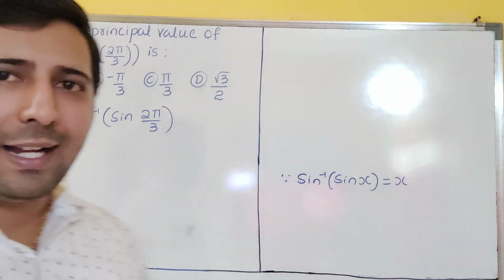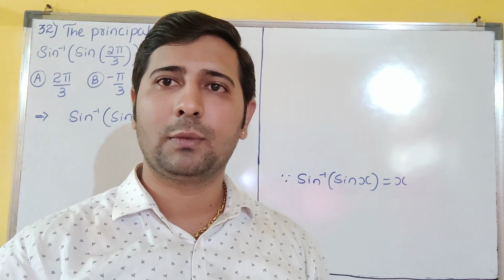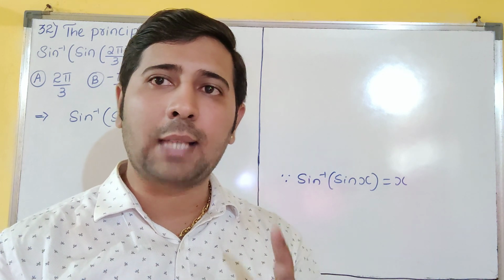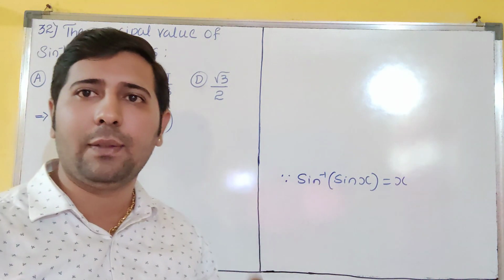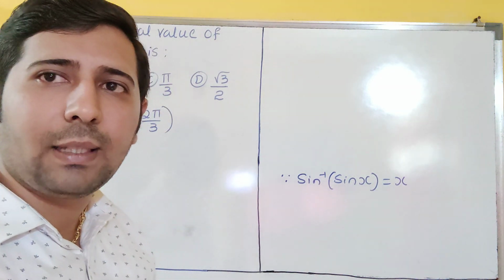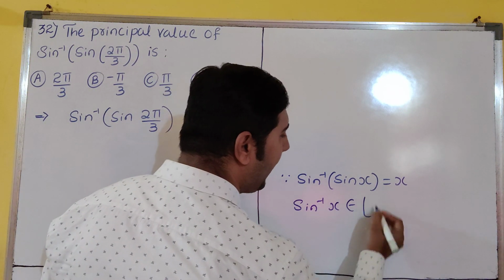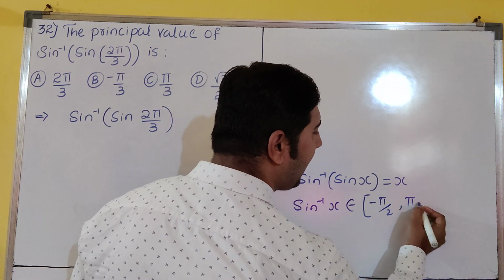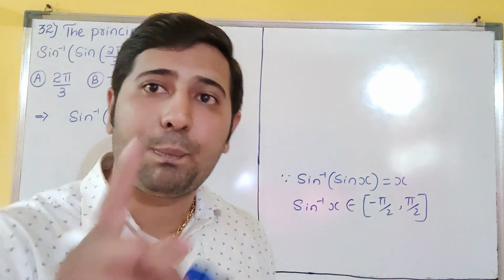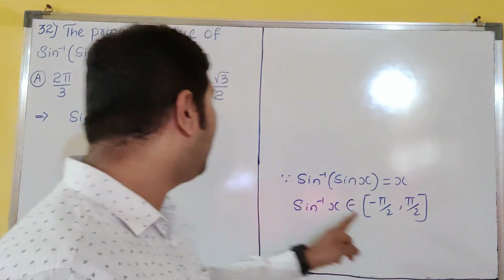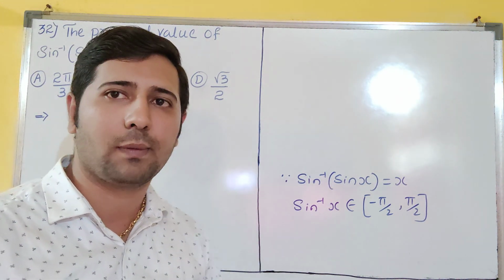100% wrong. You will get 0 marks. Got it? Why? Because of what they have asked: the principal value of sin inverse x. What is the principal value of sin inverse x? Our value should come between minus 90 and plus 90, dear students. So you can't say 2 pi by 3. Why, sir? Why is 2 pi by 3 wrong? Okay?